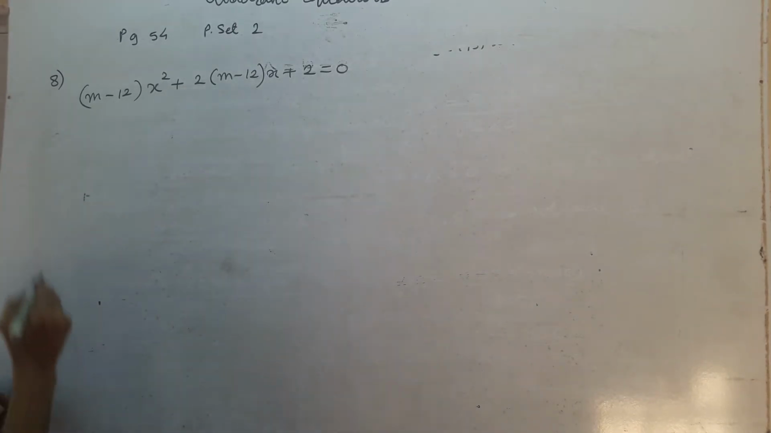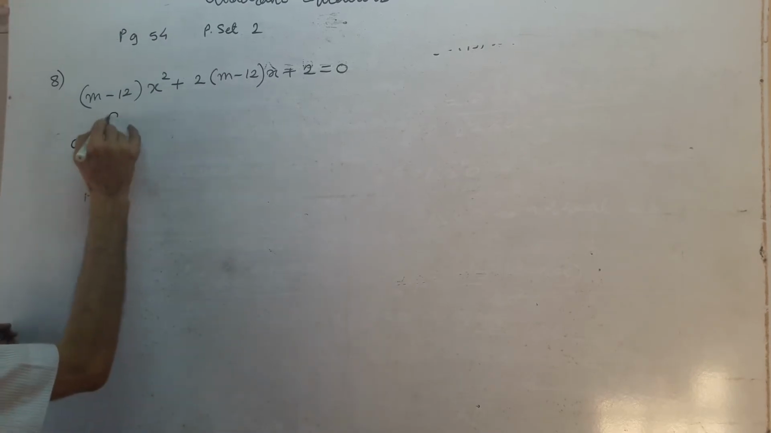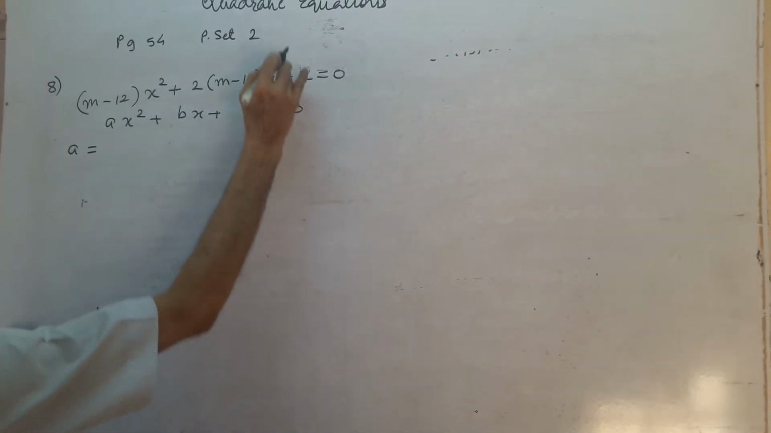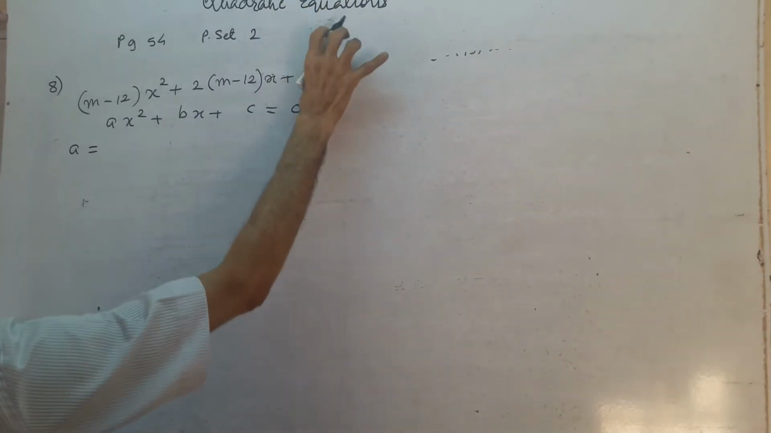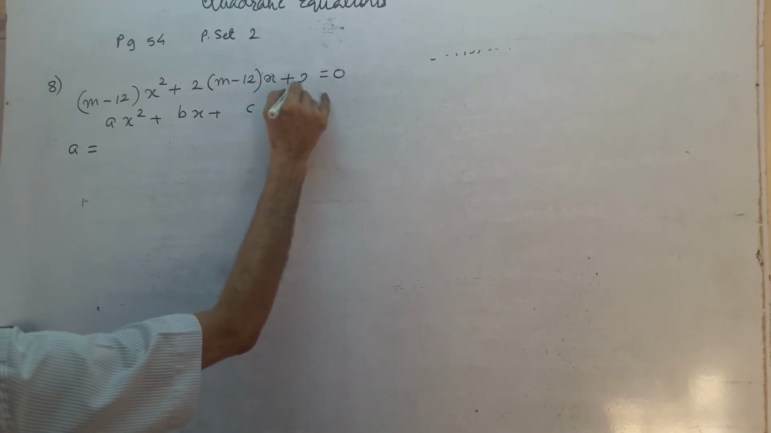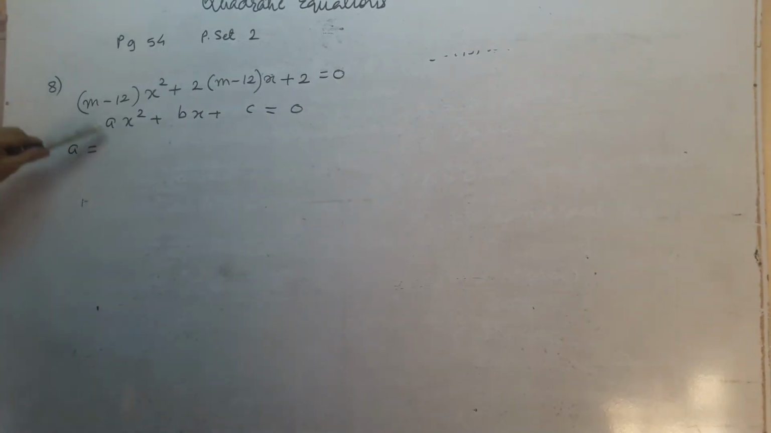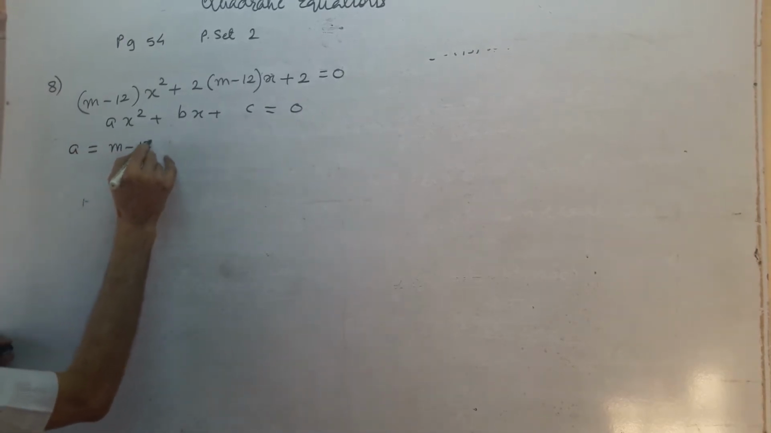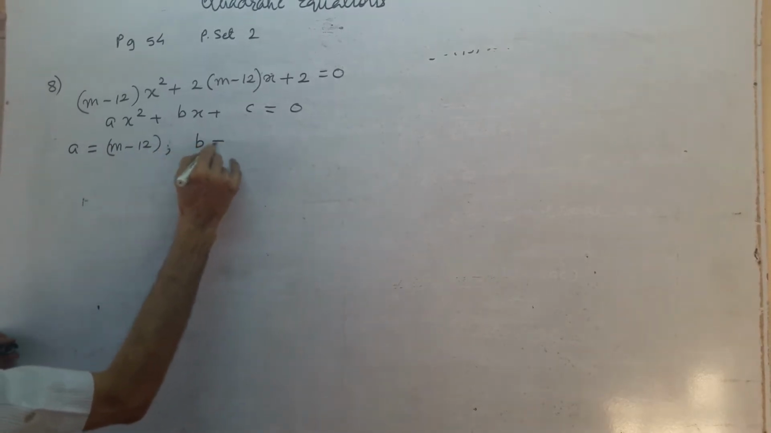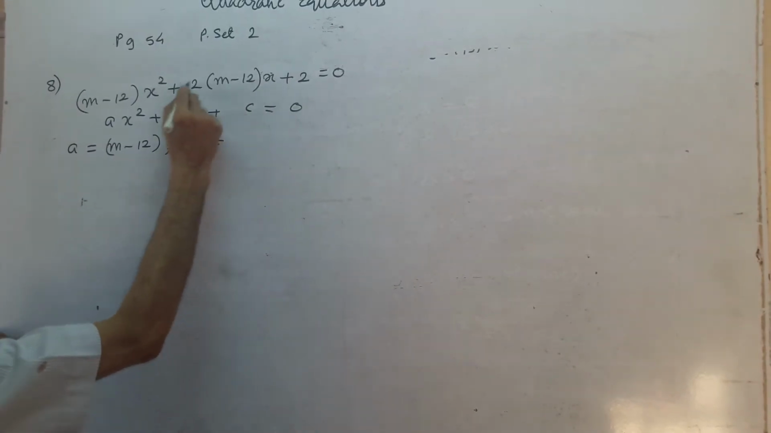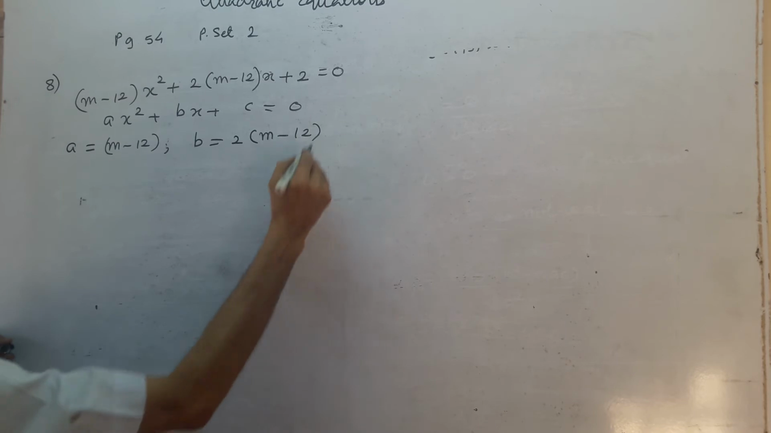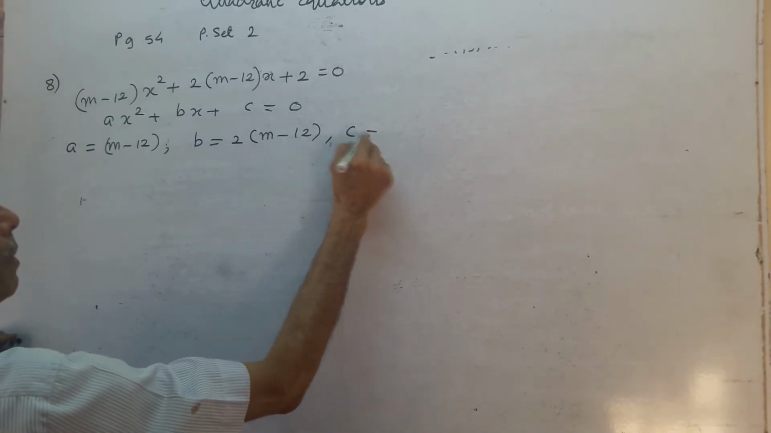Before this, let's compare with our general formula, ax square plus bx plus c equal to 0. So we find a is m minus 12. B is, as this is the coefficient of x, this part is b, so 2 (m minus 12) is b. And c, of course, is 2.